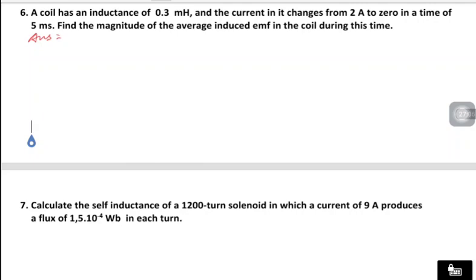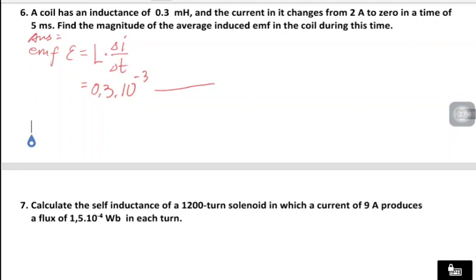In an inductor, we can calculate the EMF E using the formula L times change of current divided by change of time. So we look at the value of inductance from the problem, which is 0.3 millihenry. We change it to Henry, times 10 to the minus 3 power.